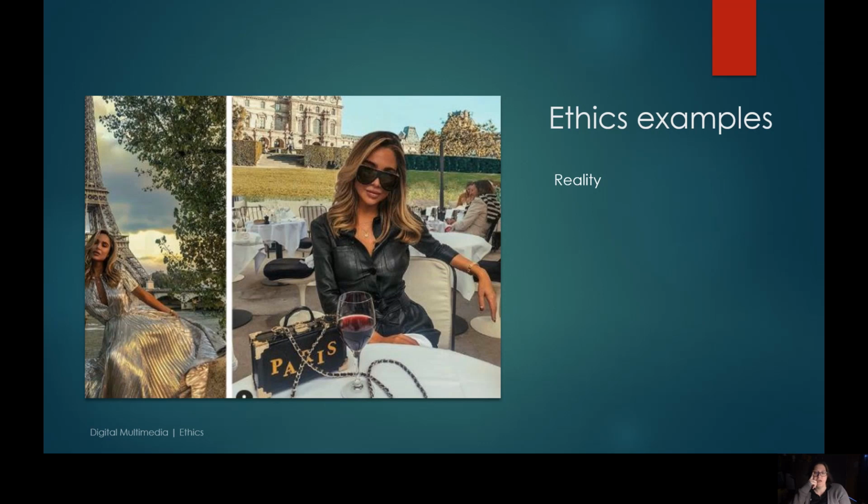Do you think that social media needs to show more of what's really going on, or do you think it's okay that they use it almost as an advertisement and the true reality does not need to play a role?